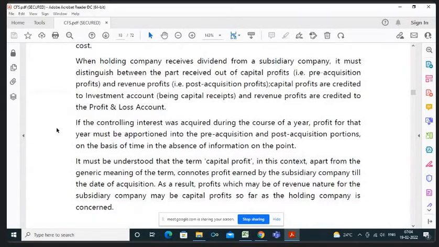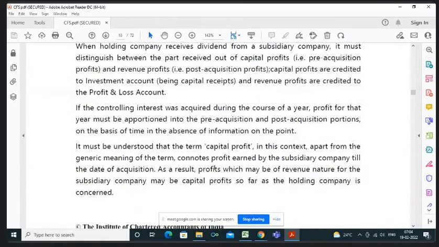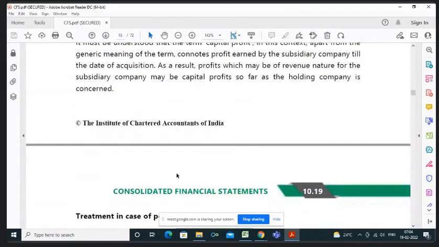And it should be understood that the term capital profit in this context, apart from the generic meaning, connotes profit earned by the subsidiary company till the date of acquisition. As a result, profits which may be of revenue nature for the subsidiary company may be capital profits so far as the holding company is concerned.